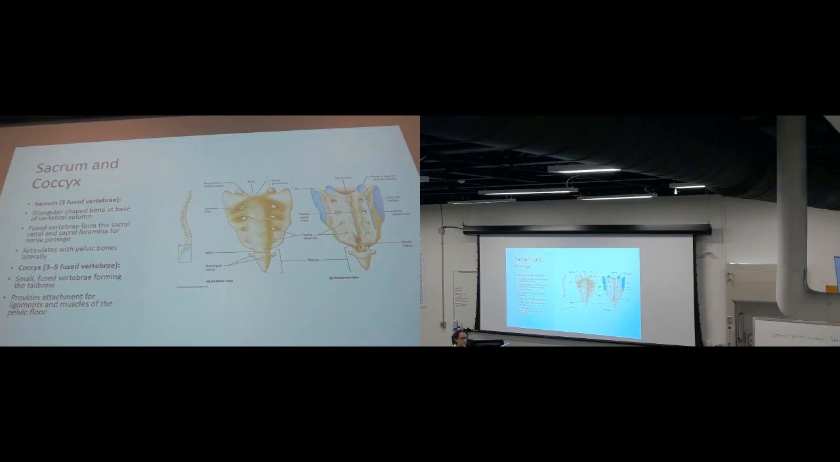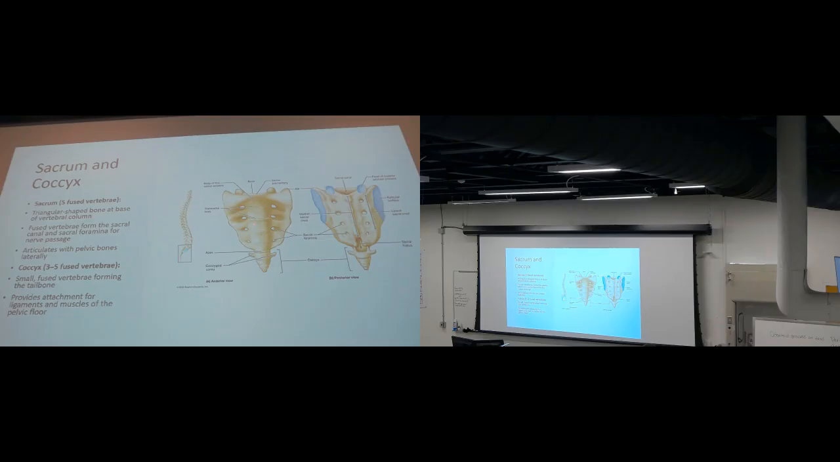Now for sacrum and coccyx. The sacrum is a single bone made out of 5 fused sacral vertebrae. This is the anterior view, this is the posterior view. The bodies are fused, and you can see here this transverse line. You don't have this cushion, this intervertebral disc, because that's the end of the vertebrae.